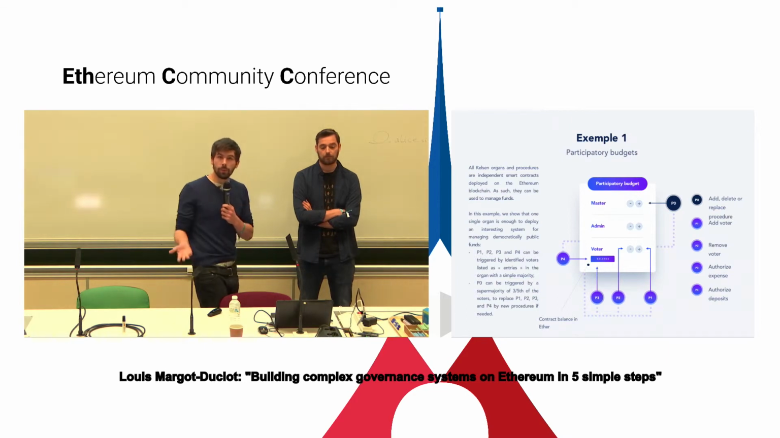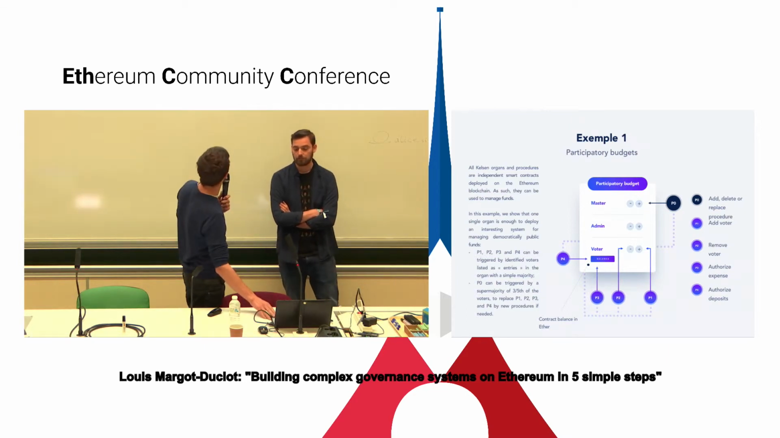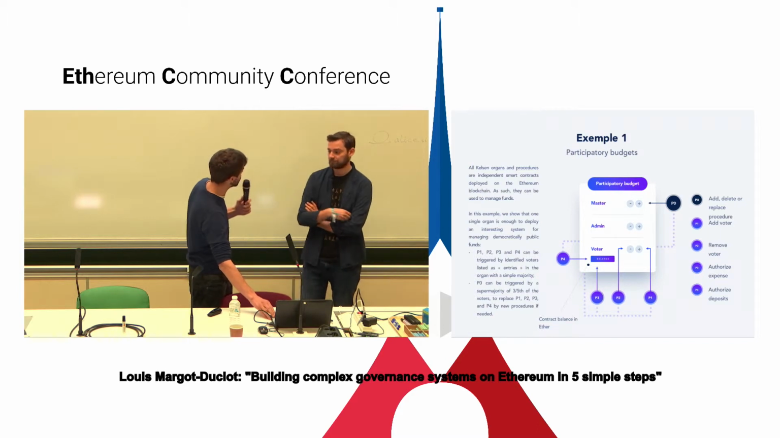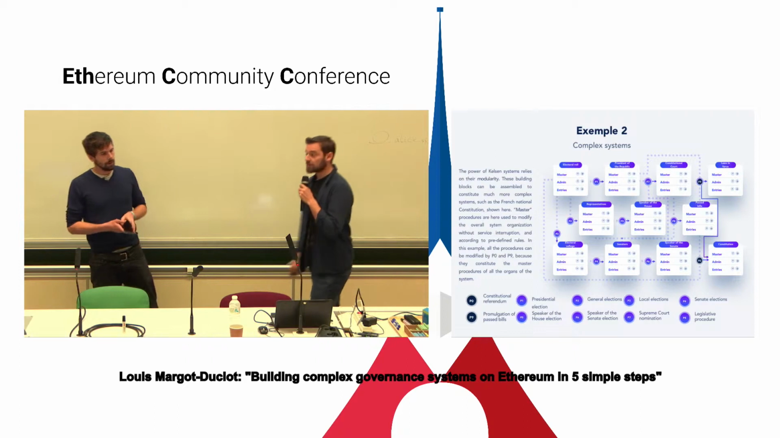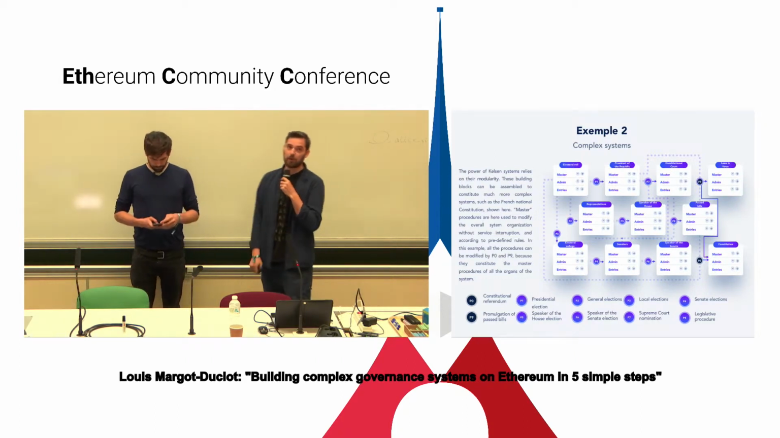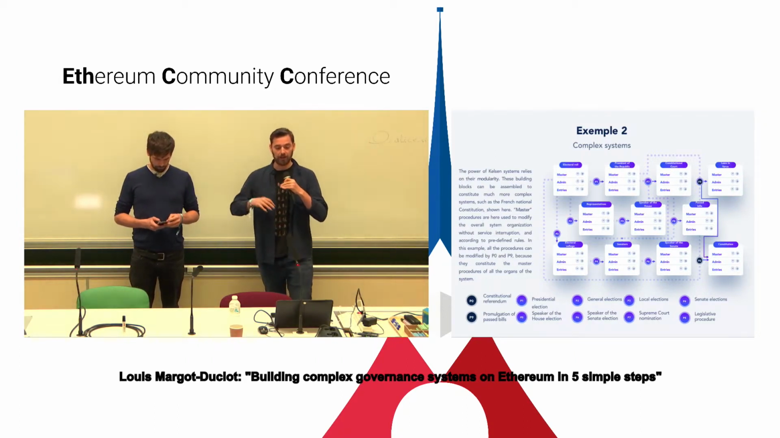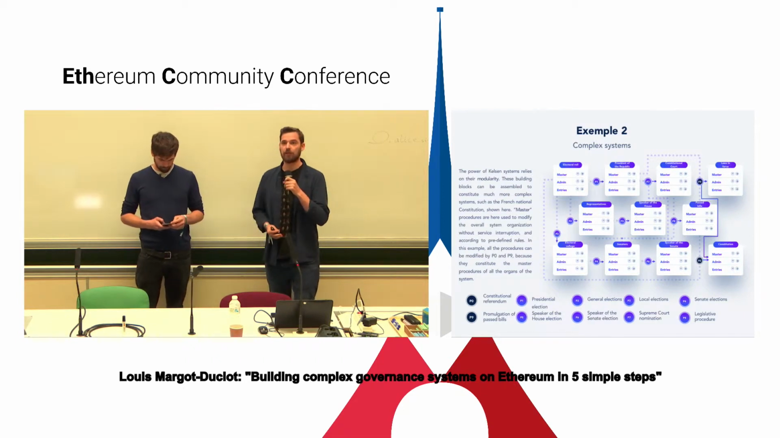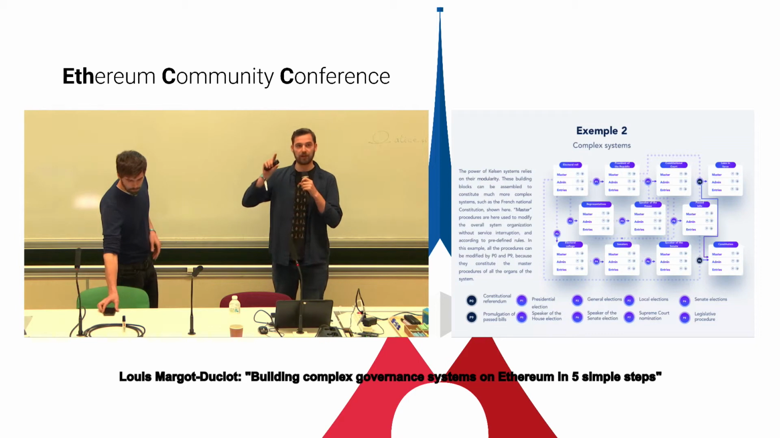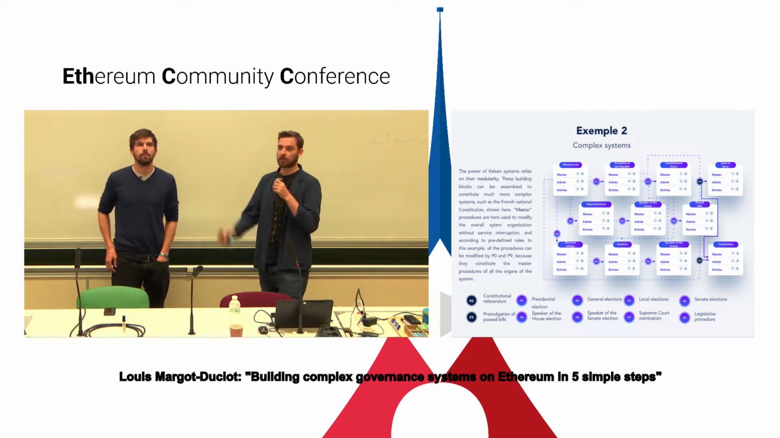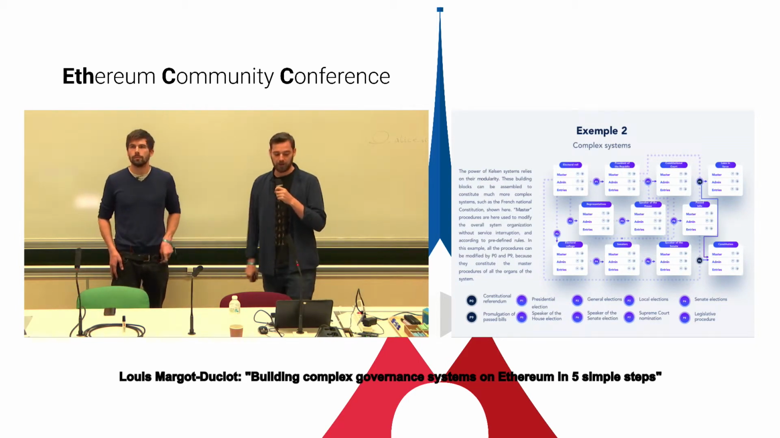And this is a very simple example, but we have come up with a much more complex one. And I'll let Louis talk about it. Thanks. Yeah, so that's really what makes Kelsen powerful: whatever the complexity of the system that you want to build, you'll always be using the same basic fundamental bricks, which are organs and procedures.